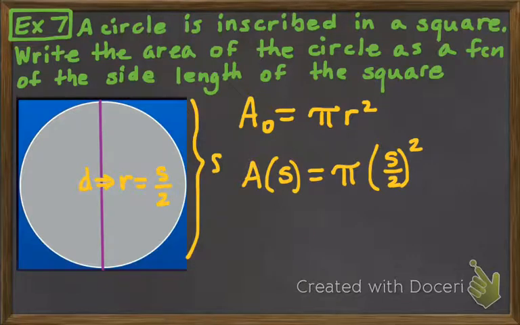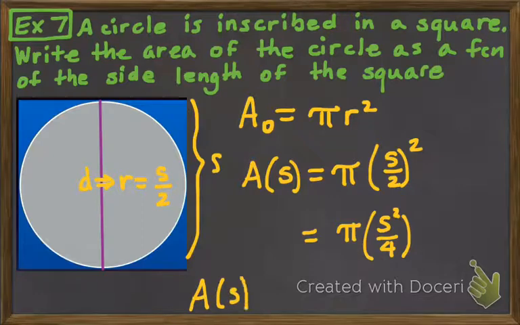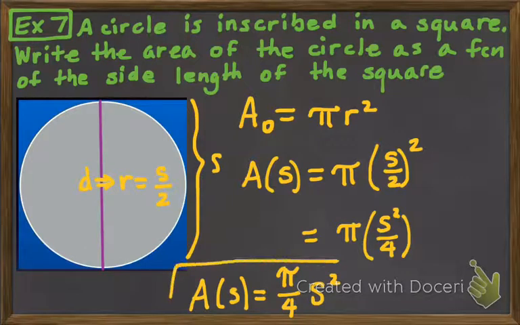So then we rewrite this as pi times s squared over 4, and then for our final cleaned up answer box version, we would have A of s equals... let's do it this way. Let's bring that 4 over here under the pi, because pi is a constant, so we can put all our constants together. So A of s equals pi over 4 s squared. And that's that one.